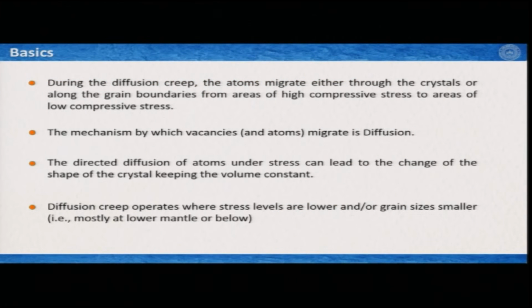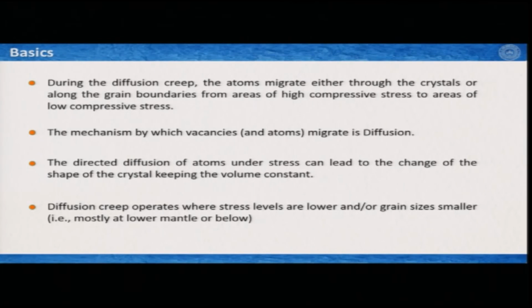Now, let us have a look at the other two processes, that is Nabarro-Herring creep and Coble creep. But before going into the details of this, we will cover some basics of this diffusion induced creep. During this type of creep, where atoms move from one side to another side of these grains, the atoms can migrate either through the crystals or along the grain boundaries, from areas of high compressive stress to areas of low compressive stress.